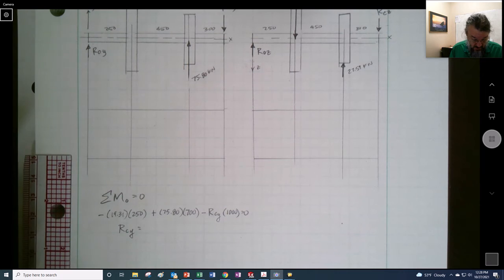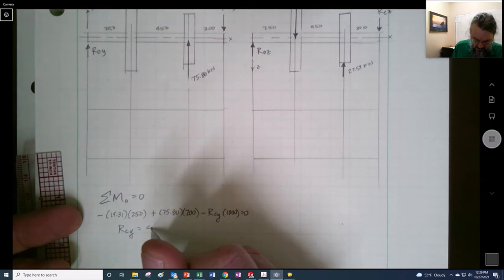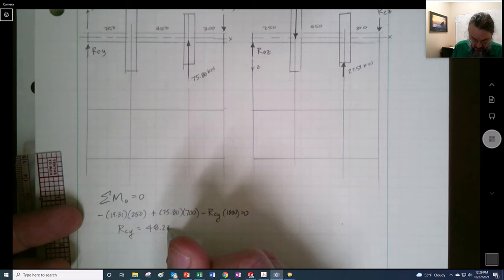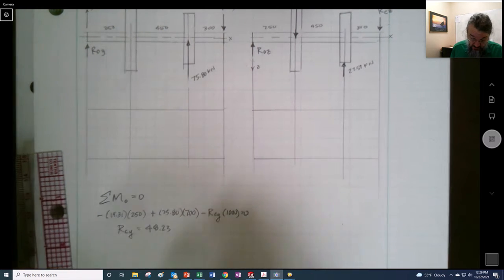So we should get RCY at 19.31 times 250, 7580 times 700, subtract it, divide by 1,000. And I'm going to look at my signs real quick. I think I got it right. 48.23.